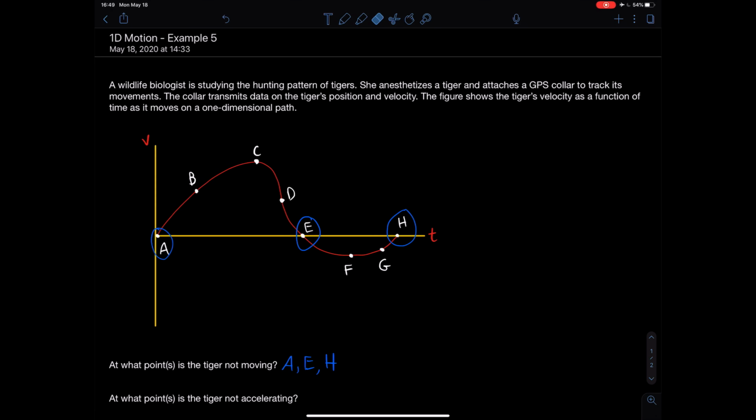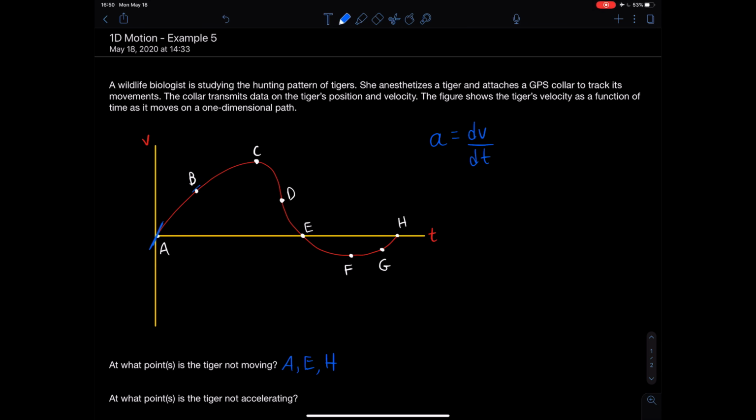The next question says, at what point or points is the tiger not accelerating? And so acceleration is something other than what we're given in the graph. This is a velocity graph, but we're asked about acceleration. So we have to recall that acceleration is the instantaneous rate of change of the velocity, or the slope of the tangent line from calculus. So if we look at the tangent lines to all of these points, we have an end point here, but we can kind of guesstimate the tangent line looks something like that. That has a positive slope. So its acceleration is going to be positive, not 0 like we want.